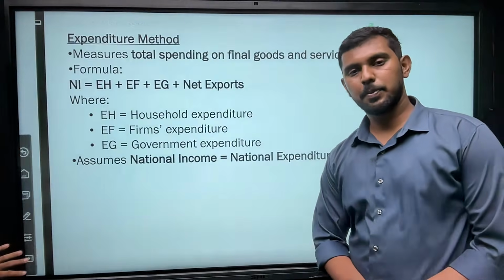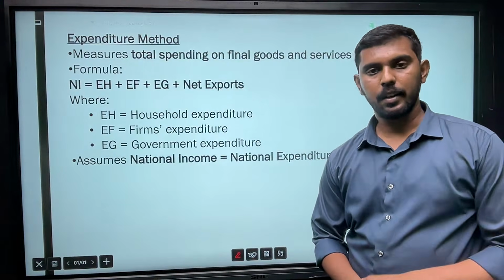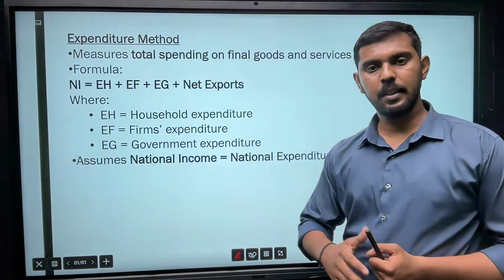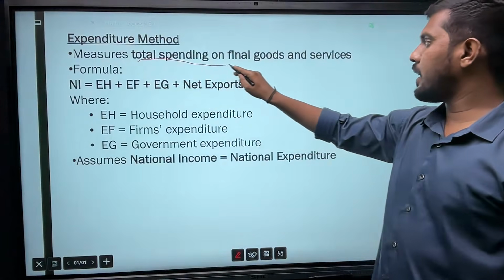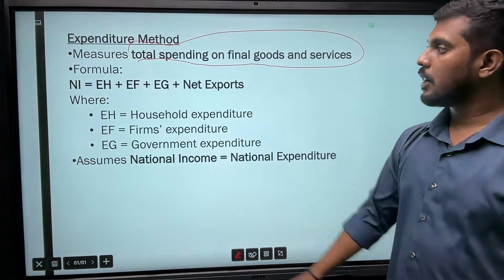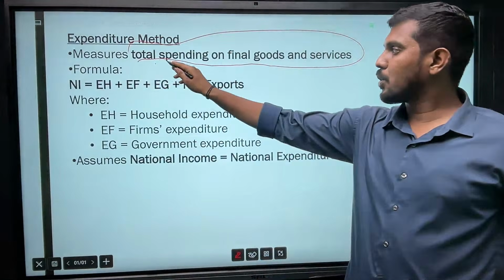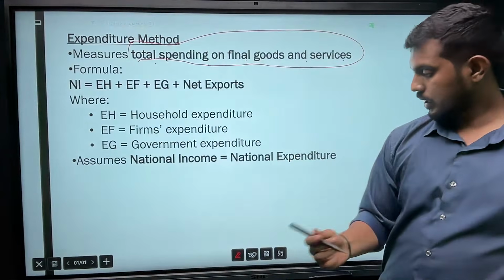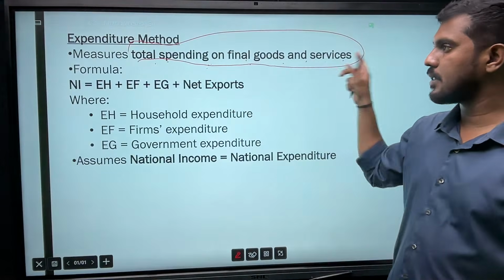Expenditure method. What is expenditure? When we purchase something, it comes under expenditure only. I purchase this, my expenditure. It may be personal expenditure, it may be government expenditure, right? What does the expenditure method do? Write down these things only, don't abbreviate it. Measures total spending on final goods and services. This is a final good. The board is also a final good, right?